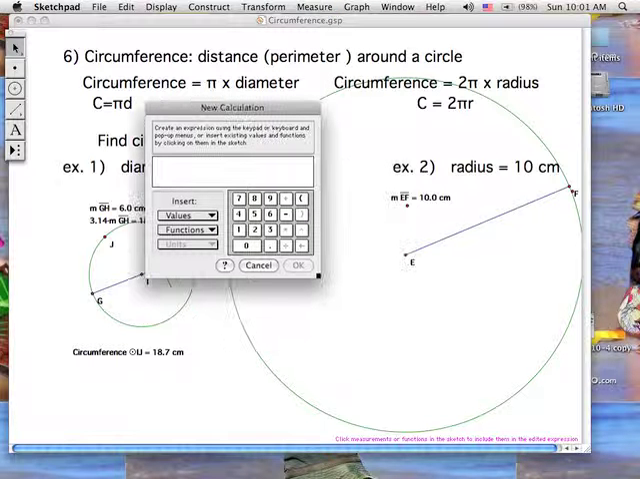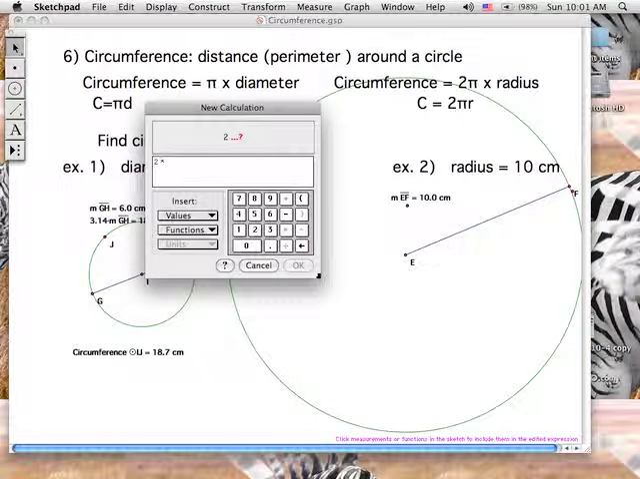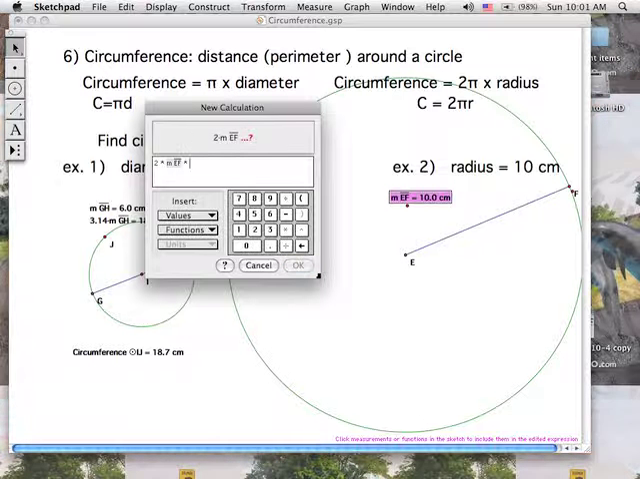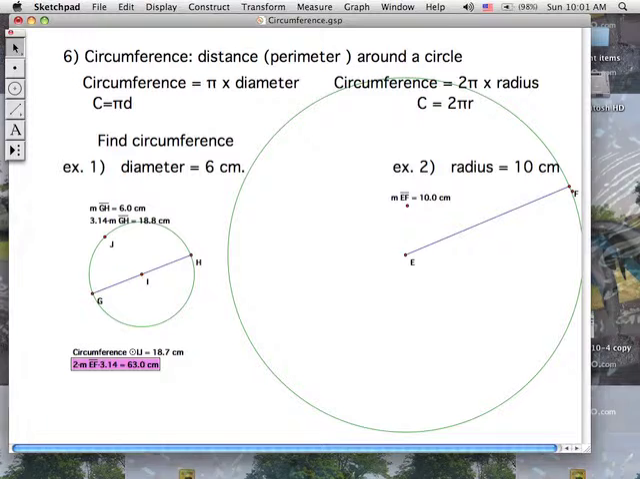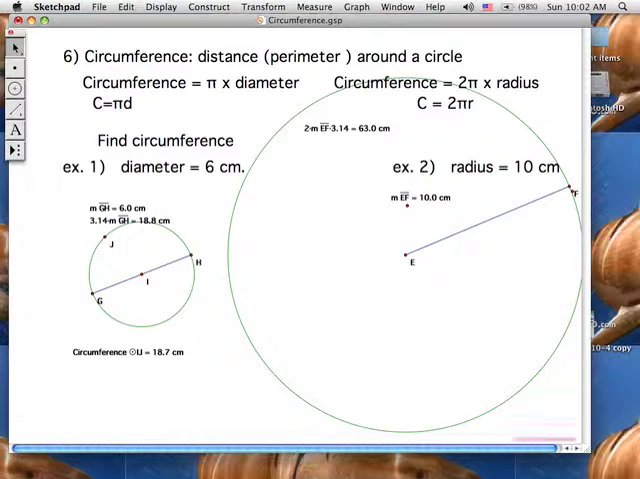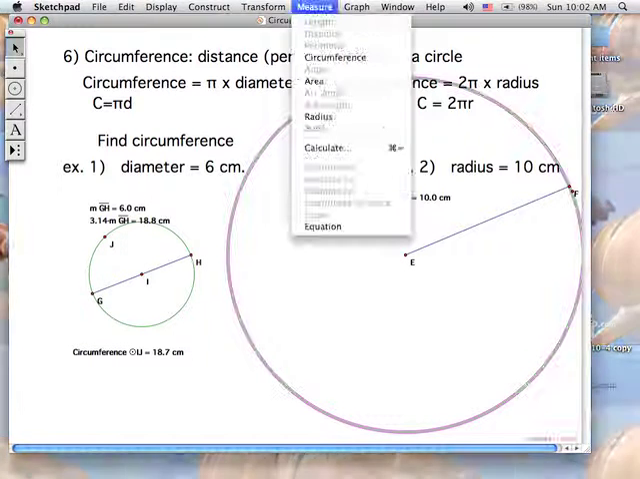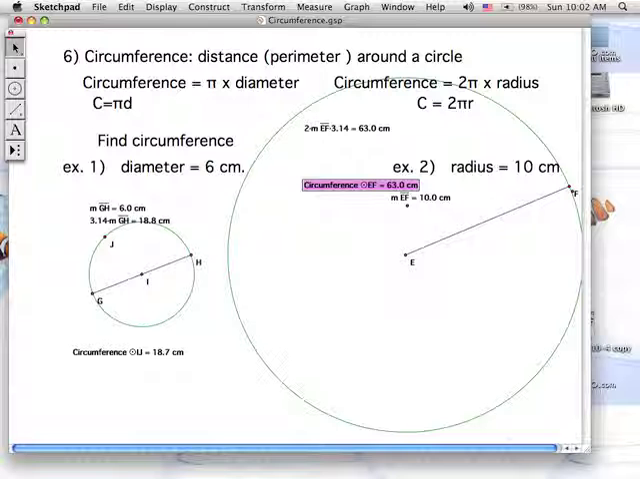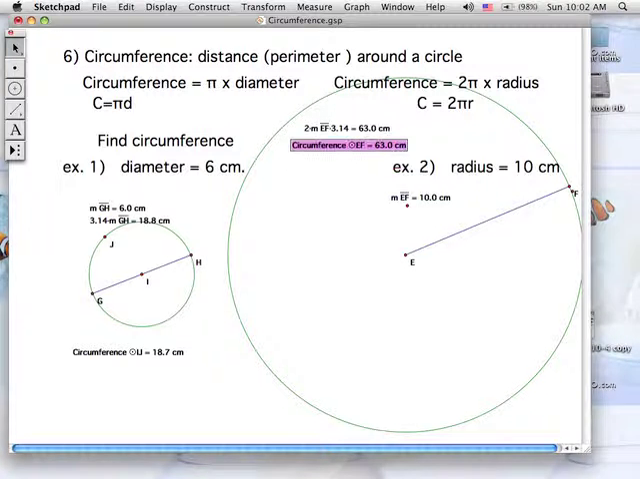So it's 2 times the radius times 3.14. And we come up with a circumference of 63. Now if I take the circle, oops, can't get to the circle, and measure its circumference, it should be close to that. In fact, it is the same.